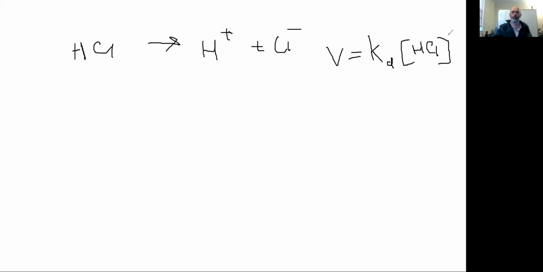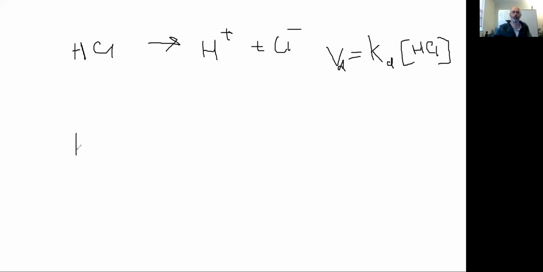The square brackets, as I already explained, denote the actual concentration, not the concentration that you took when you prepared the solution, but the concentration that really exists at a certain moment of time. So that's the rate of dissociation.